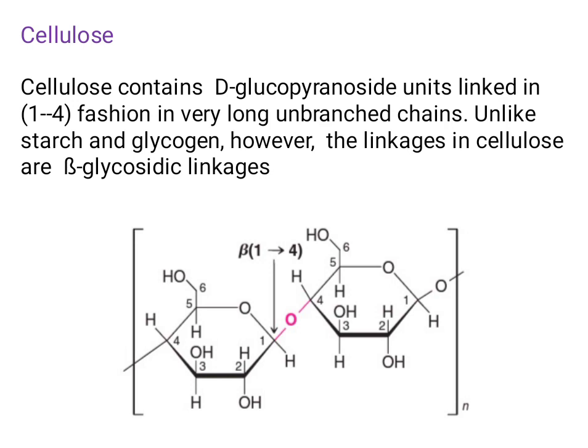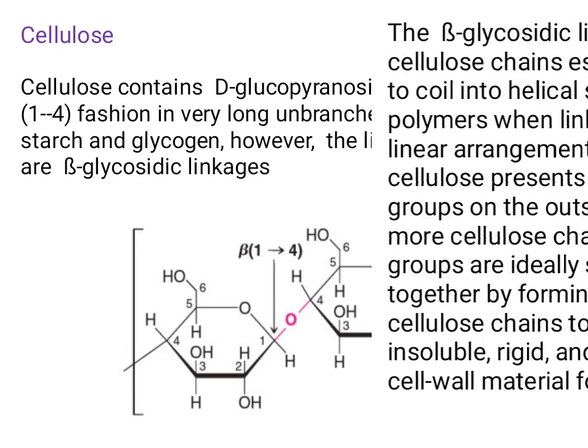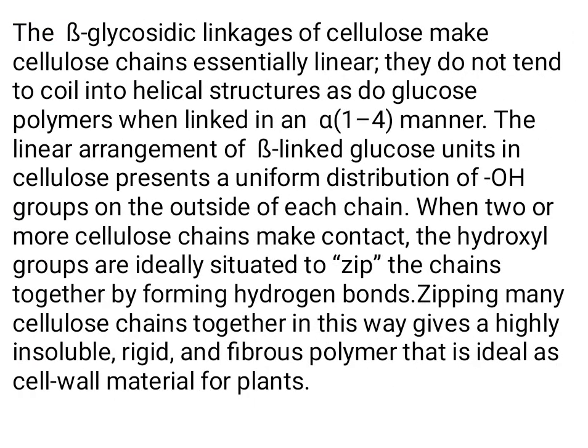Cellulose. Cellulose contains D-glucopyranoside units linked in 1,4 fashion in very long unbranched chains. Unlike starch and glycogen, however, the linkages in cellulose are beta-glycosidic linkages. So in cellulose, the linkages are beta linkage. The beta-glycosidic linkages of cellulose make cellulose chains essentially linear. They do not tend to coil into helical structures as do glucose polymers when linked in an alpha 1,4 manner.